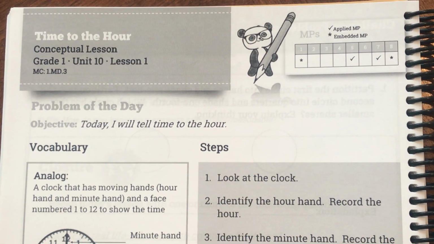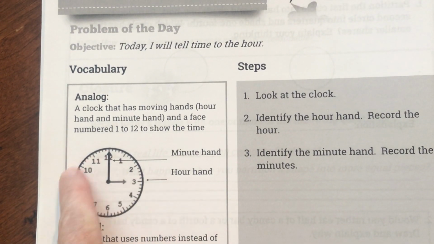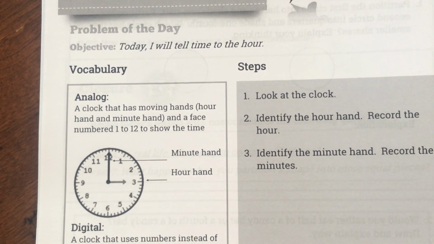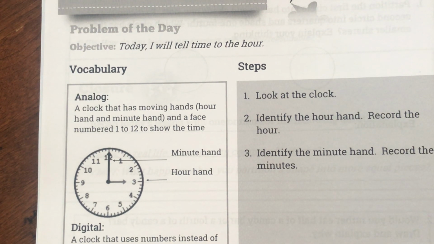Okay, so when we look at our vocabulary, what we first see is a clock, kind of like the clocks that we see on our classroom walls. This is called an analog clock. So the way that we pronounce this is analog. Okay, it is a clock that has moving hands, hour hand and minute hand, and a face numbered 1 to 12 to show time. So remember, boys and girls, our markers.